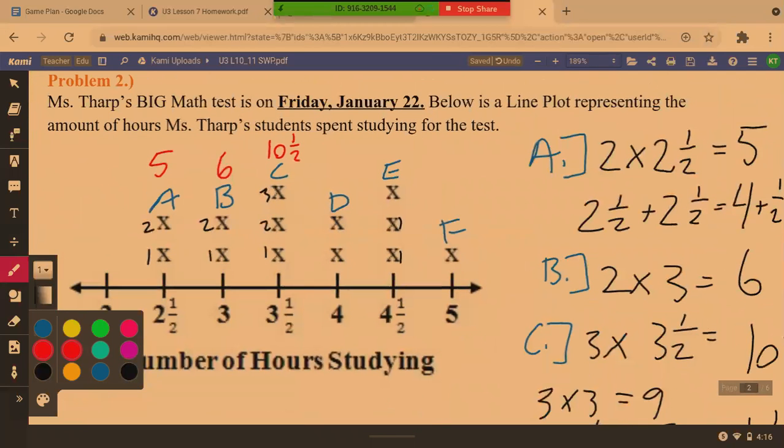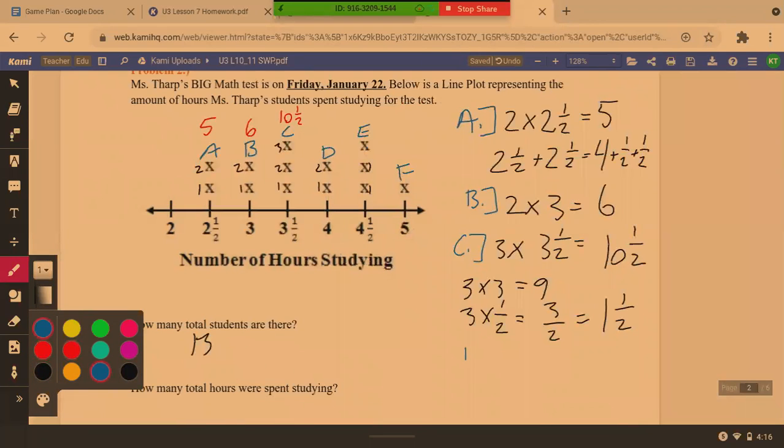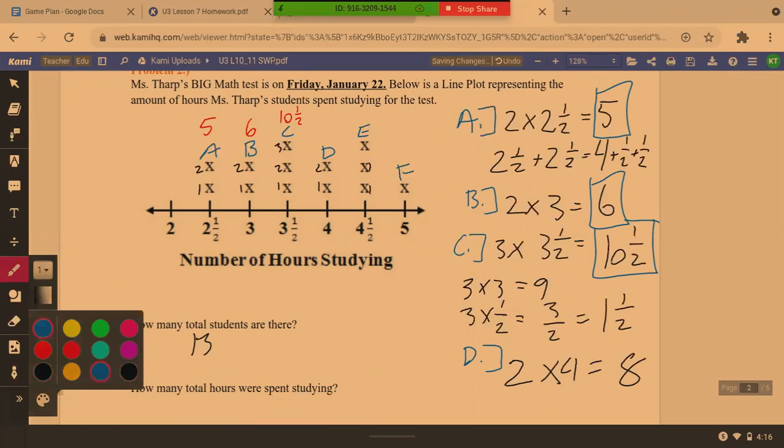Okay, D. We got 1, 2. I'm going to circle the final ones so that when we come back, it'll be easy. Okay, so we have, in category D, we have 2 students that studied 4 hours each. And that one's easy again, whole number, 8. Whoop, wrong color. Y'all know I like to be color-coded and keep everything uniform.